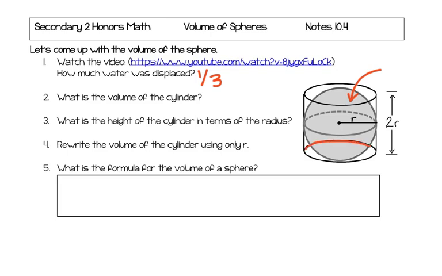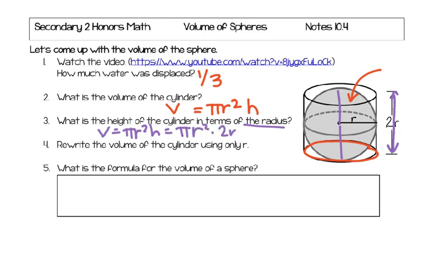The volume of a cylinder is the area of the base, so pi r squared, times the height. For this particular picture, the height of this cylinder in terms of the radius is going to be 2 times r, because the sphere has that radius and that radius. That's why the height is 2r. So we can rewrite pi r squared times h as pi r squared times 2r. When we simplify that, we get volume is equal to pi r to the third times 2. That's just another way to write the volume of the cylinder.